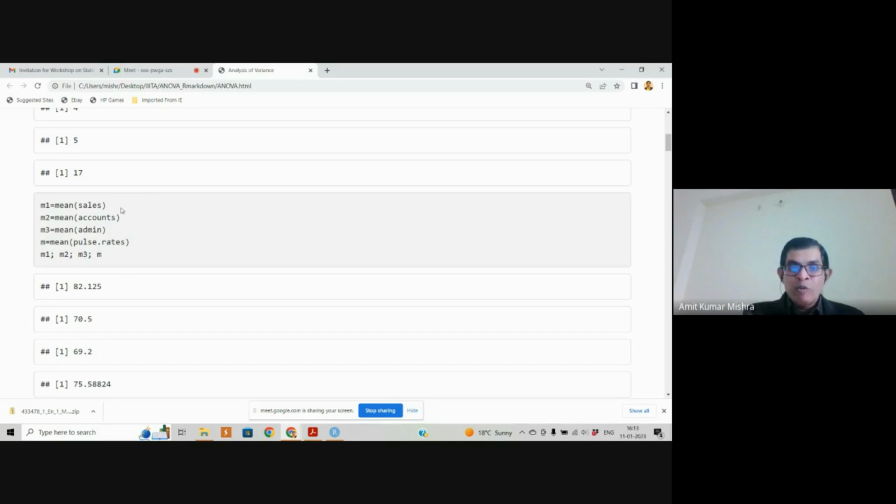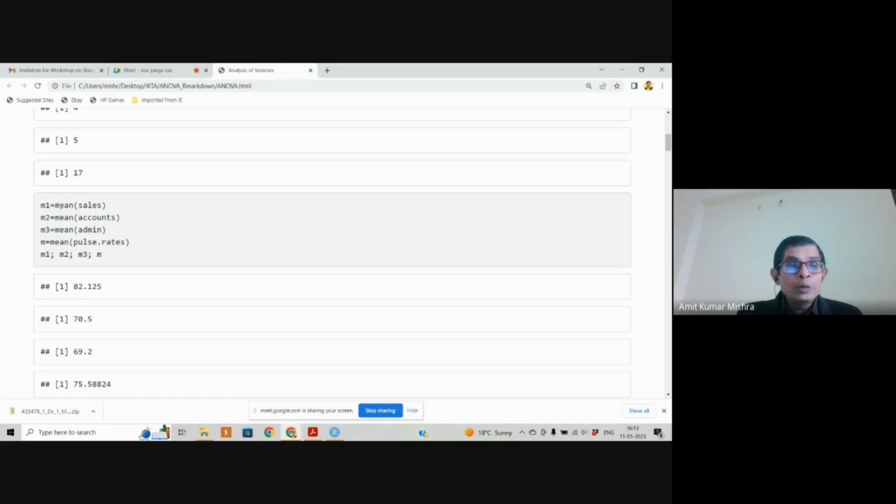That means M1 bar. I am not writing M bar here in R. So these are the R commands which you are seeing in the gray box, and these are the outputs which you are seeing in the white boxes. Okay. So I will send this file to all of you. You can enjoy by running all these things. I am not going to waste time on running these commands.